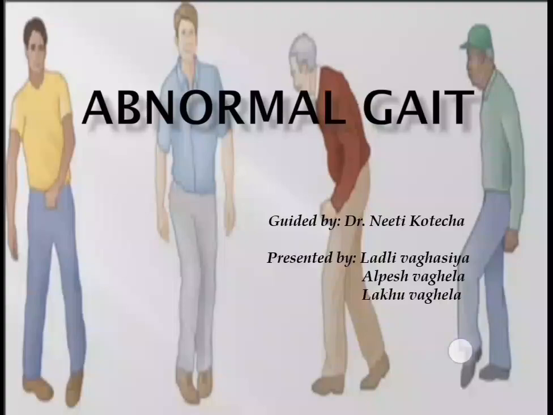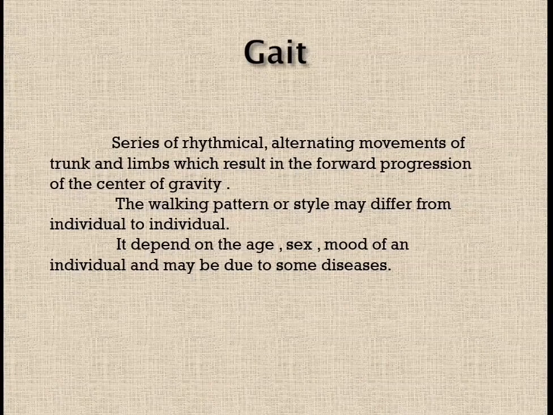Abnormal gait. Gait is a series of rhythmical alternating movements of the trunk and limbs which result in the forward progression of the center of gravity. The walking pattern or style may differ from individual to individual. It depends on the age, sex, and mood of an individual and may be due to some diseases.